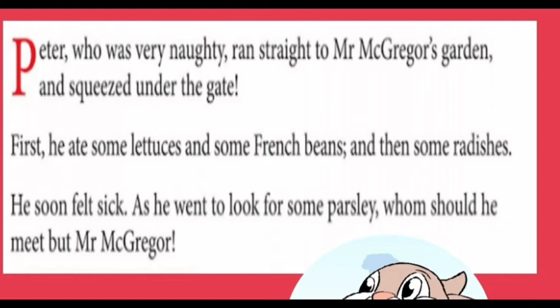Three other rabbits, Flopsy, Mopsy and Cottontail, they walked down the lane, but Peter Rabbit, he was very naughty. What did he do? He walked straight to Mr. McGregor's garden. And what did he do? He squeezed under the gate. Then first he ate some lettuce, then after that he ate some French beans, then some radishes.